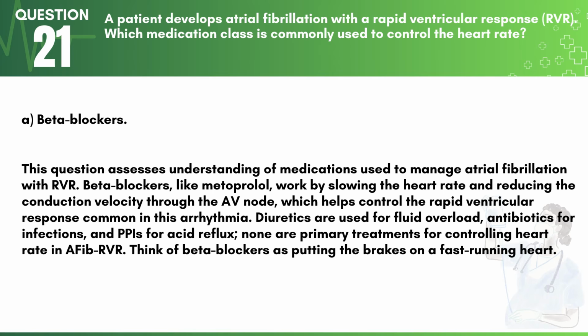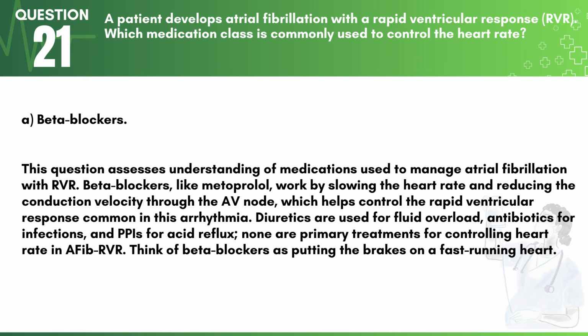Answer A. Beta blockers. This question assesses understanding of medications used to manage atrial fibrillation with RVR. Beta blockers, like metoprolol, work by slowing the heart rate and reducing the conduction velocity through the AV node, which helps control the rapid ventricular response common in this arrhythmia.